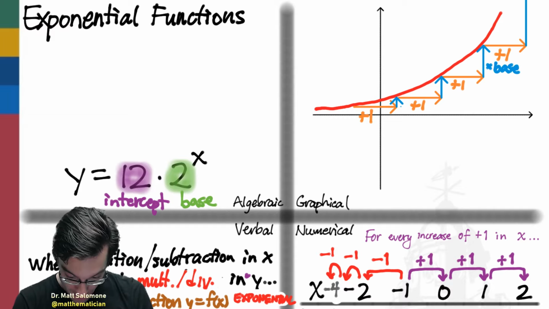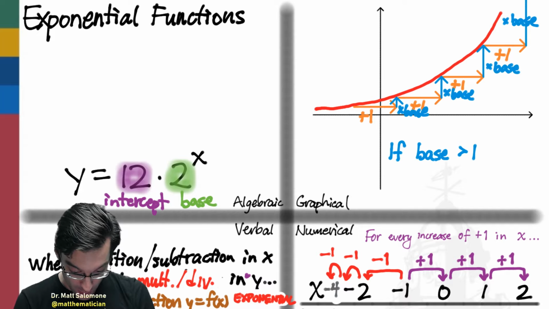And so one thing that we notice here is if the base of my exponential expression is greater than 1, what happens to a number when I multiply it by something that's greater than 1? It gets bigger, right? So if the base of this exponential expression is greater than 1, then what we have is exponential growth. I have an increasing exponential function as we go from left to right.